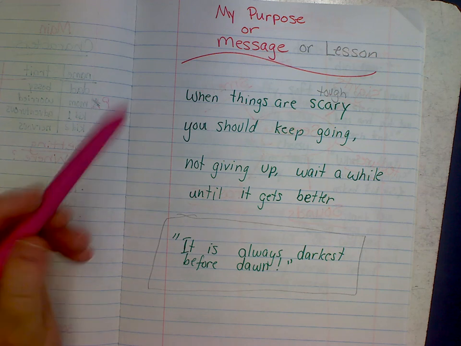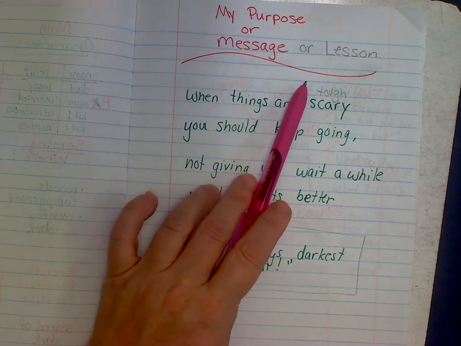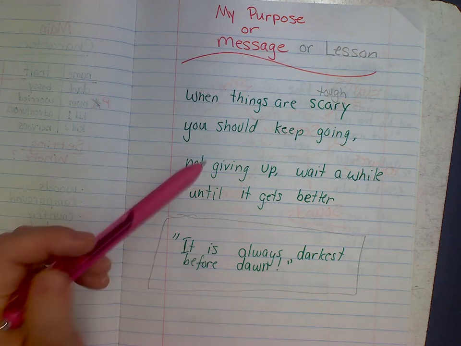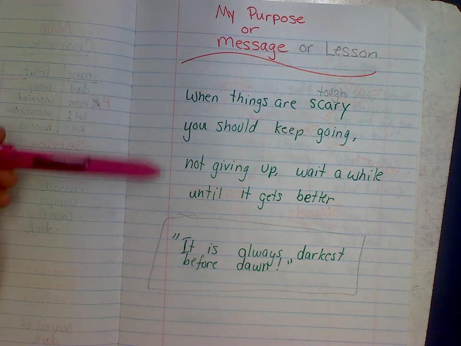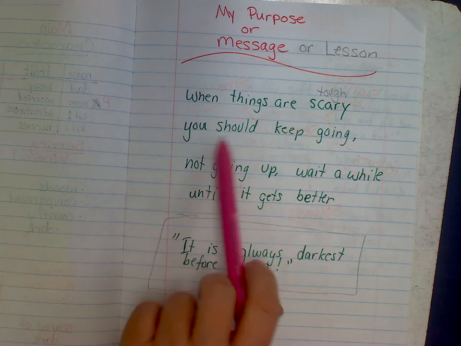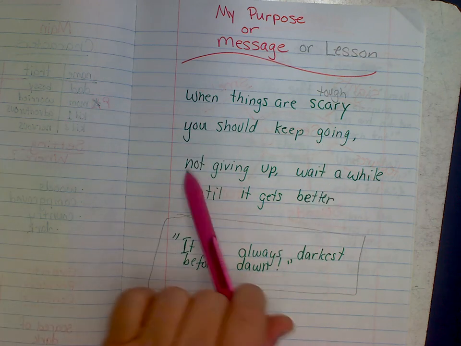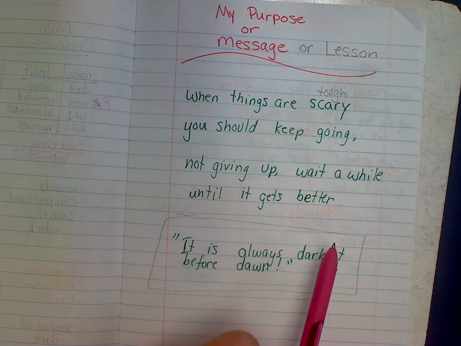All right, so the next part of the lesson is to think about your purpose, your message or your lesson that you want readers to think about whenever they are finished with your story. So my message or lesson is that when things are scary, you should keep going. You shouldn't give up. You should just wait a while until it gets better.